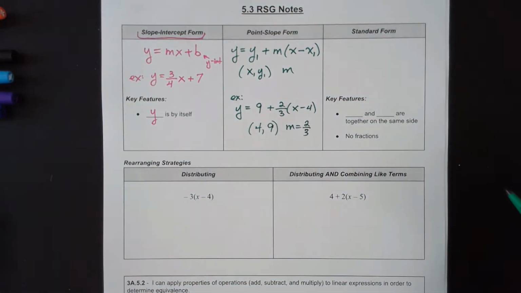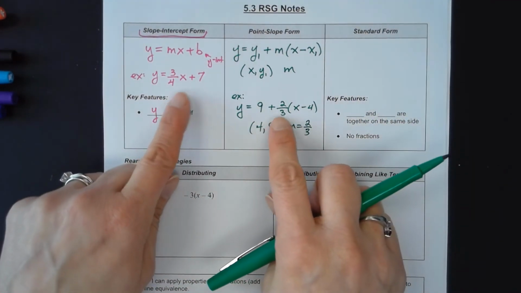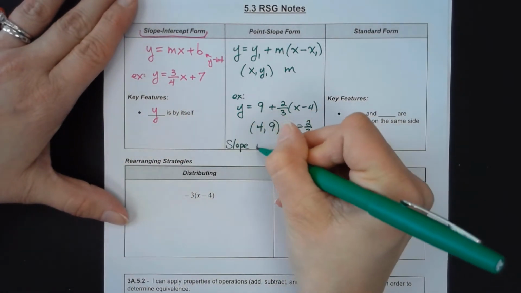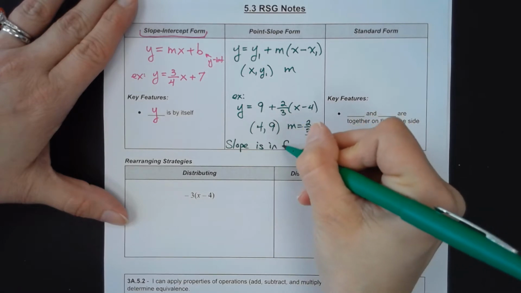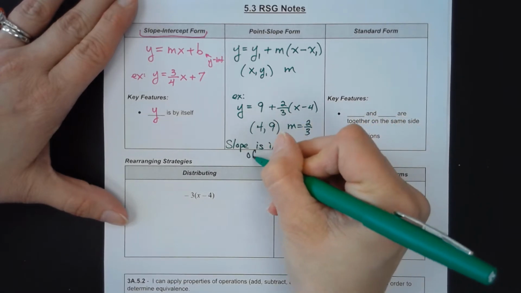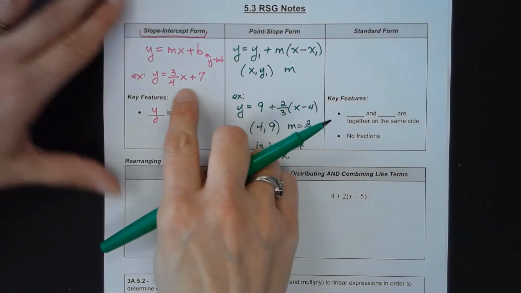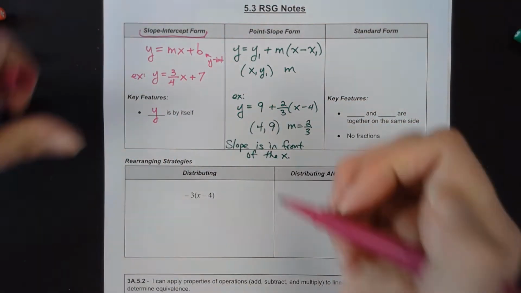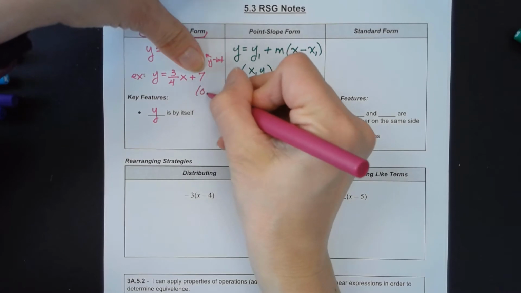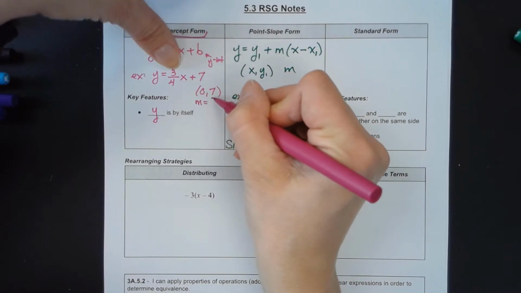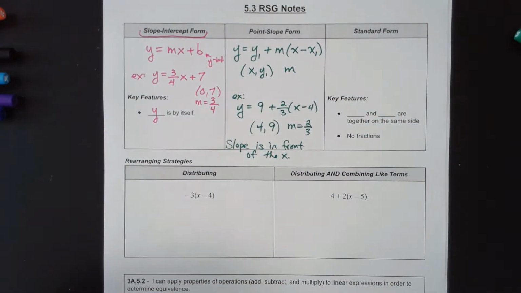Okay, so for both of these formulas, the slope is in front of the x. Slope is in front of the x. Okay. For this equation over here, our starting point would have been nice and small, just 0, 7, and the slope would have been 3/4 going uphill.